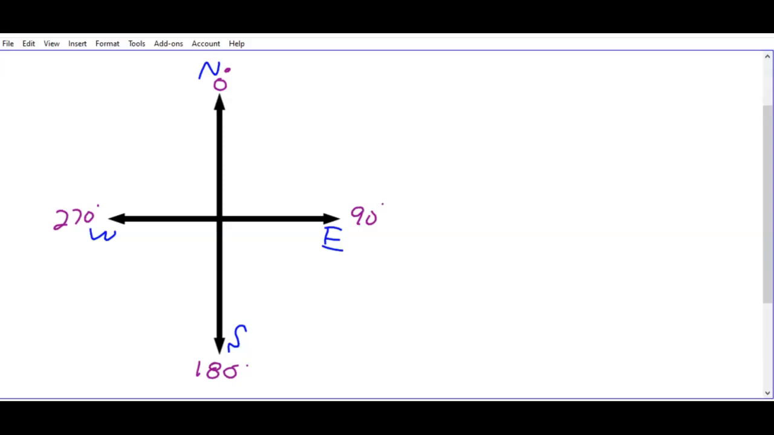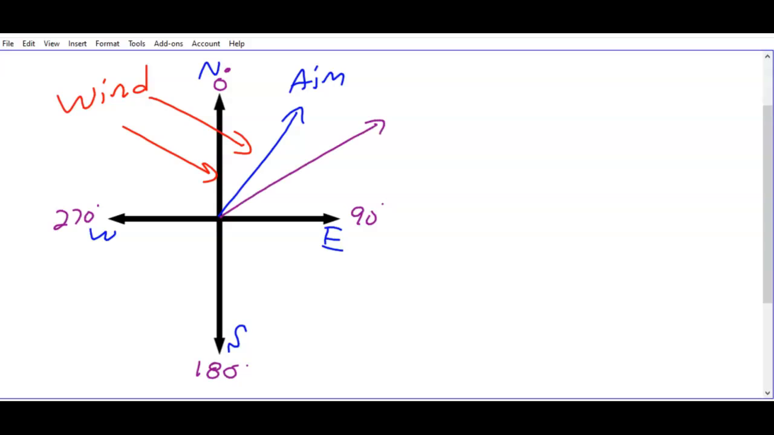If I'm aiming this direction, let's say I'm aiming there, and let's say the wind is blowing this way, what's my plane going to do? It's going to get pushed a little bit flatter, a little bit towards the 90 degrees, a little bit more towards the east. So my plane is going to go on a true course of something like that. Does that make sense?